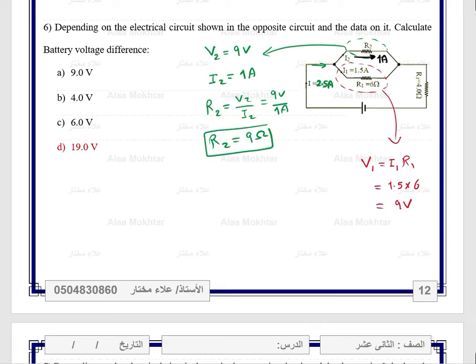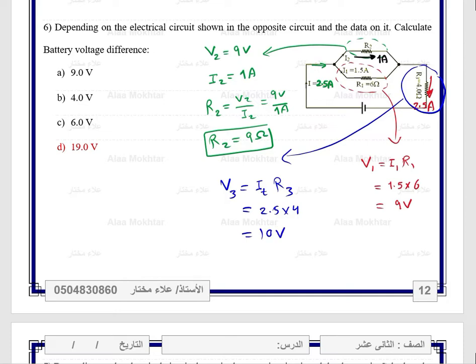The total current passes through this resistance. The total current, 2.5 amperes, passes through 4.0 ohms. Then I can calculate the voltage for this resistance. The voltage for resistance number 3 equals I total multiplied by R3. I total is 2.5 multiplied by 4. The answer will be 10 volts.